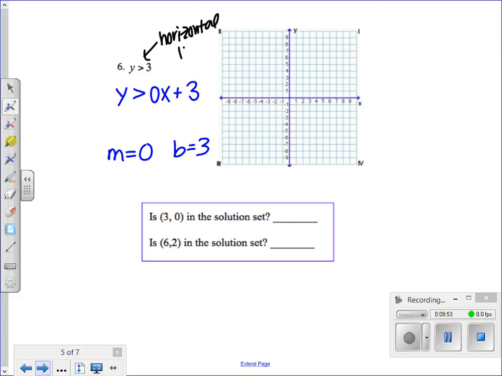That's a lot of work to remember that y greater than 3 is a horizontal line. We talked about that earlier in this unit. That's a horizontal line that goes through 3 at the y-axis.